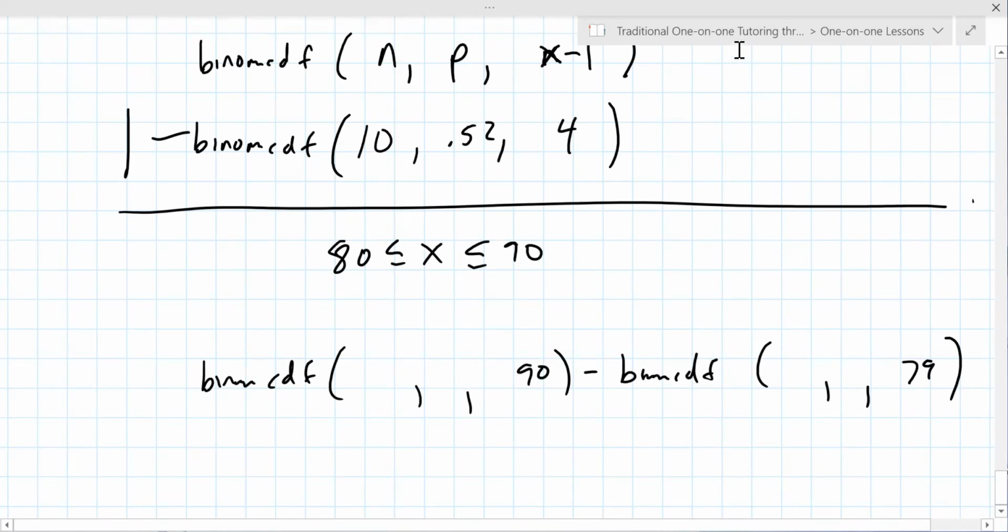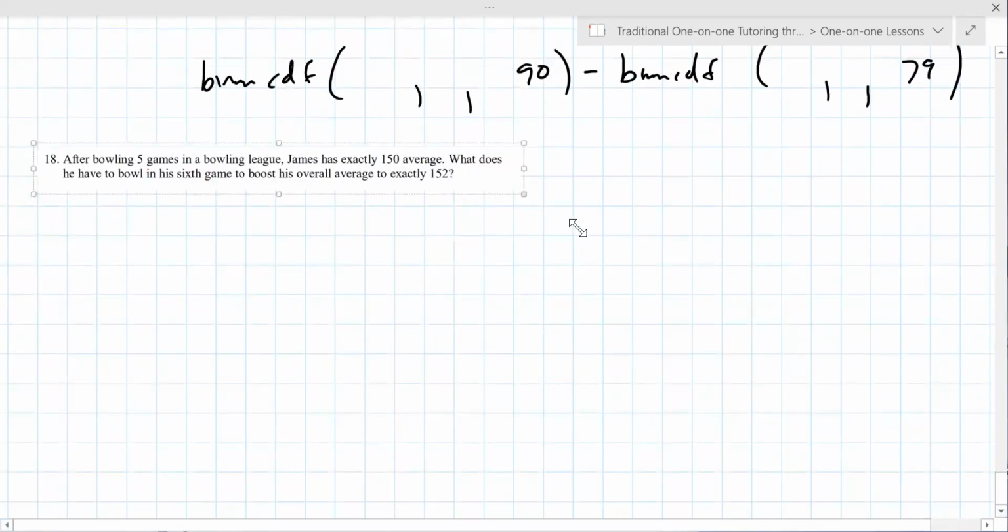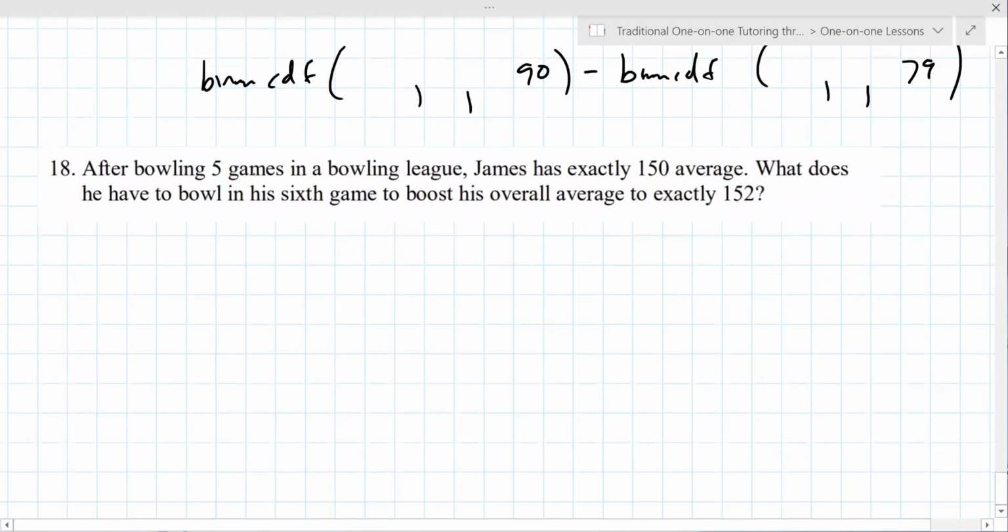Okay, the 9.3. 18. Sure. All right, so far he has an average of 150 after 5 games. You tend to want to deal with sums in this example, but you can also look at it this way. He's bowled 150, 150, 150, 150, and 150, because when you divide that by 5, you get a 150 average, right?